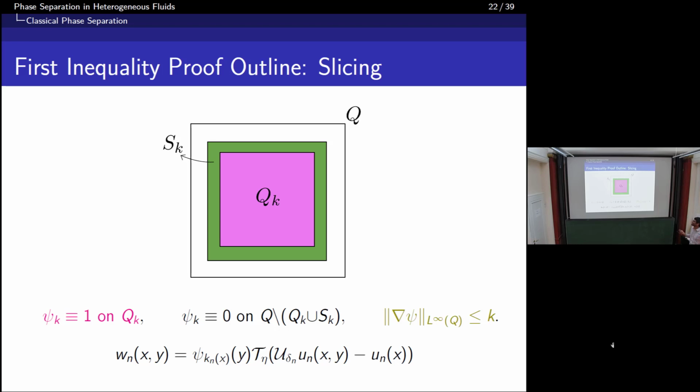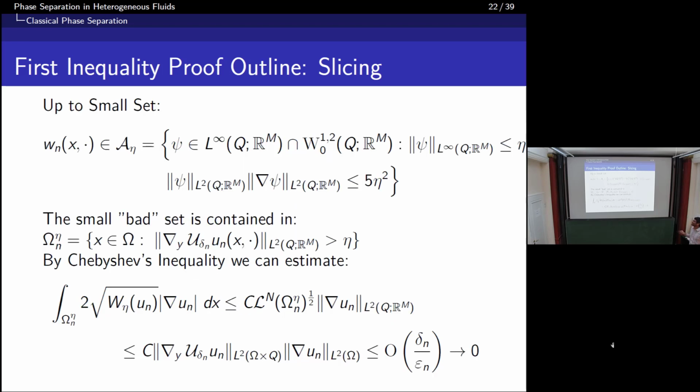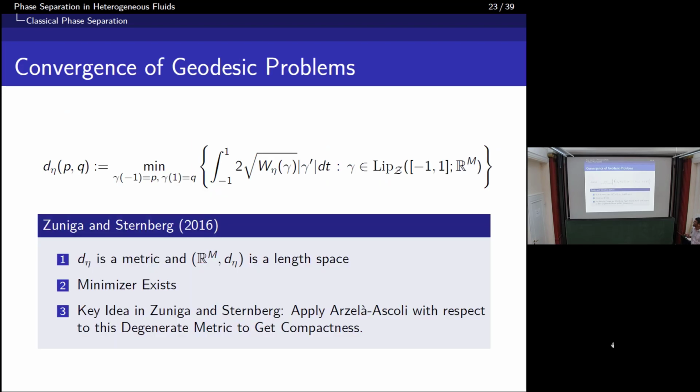This works because basically what you can say is that up to a very small set, this Wn lives in the admissible set for our cell problem, and then this small bad set is actually contained in precisely this set. By Chebyshev's inequality, you again get out this product, up to some constant depending on eta and other terms. You got this product that we said was good because you can set it to 0, so the error always goes to 0. So this is why you can do that first inequality, basically. And then the second inequality is actually quite tricky.